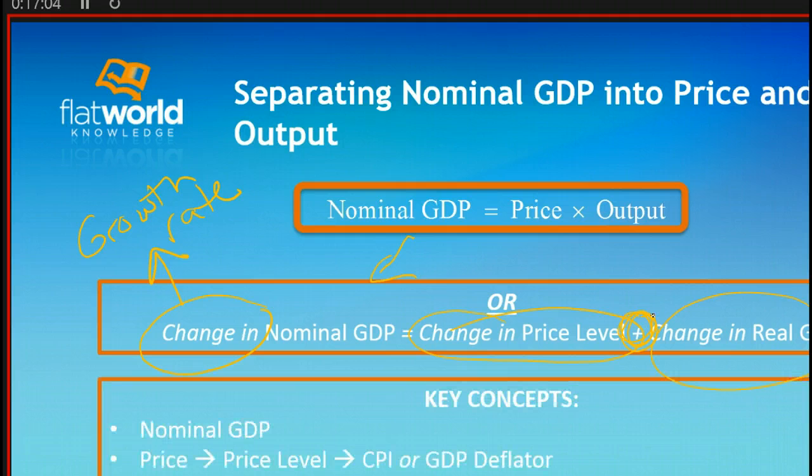Now, what are the key concepts in that particular equation? I got to know nominal GDP. I got to know the price level in the economy at the time, which is going to either be, like we said, CPI or something called the GDP deflator. And these are essentially measures of inflation or deflation, which we've covered already. And then you need to know the real GDP.